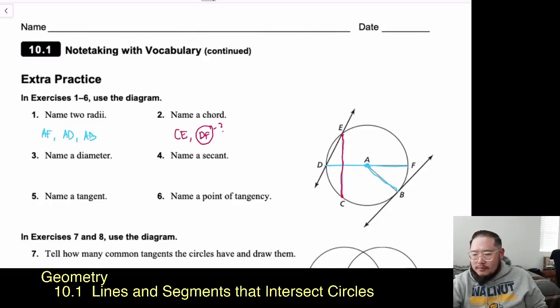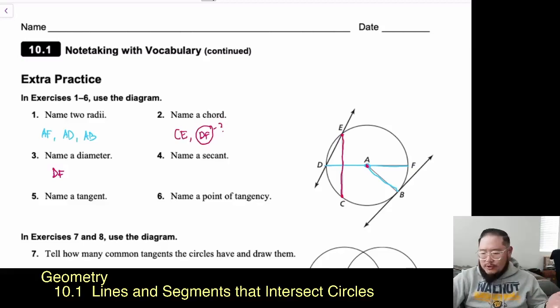Because it goes through the center, it leads to our problem number 3. Name the diameter. That would be segment DF. There's only one diameter because it has to go through the center. A chord is a segment with 2 endpoints on the circle. So DF could be a chord, but we really wouldn't call it one.